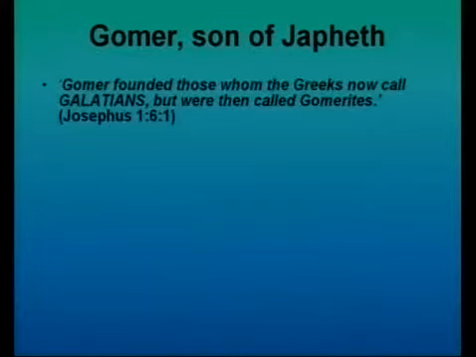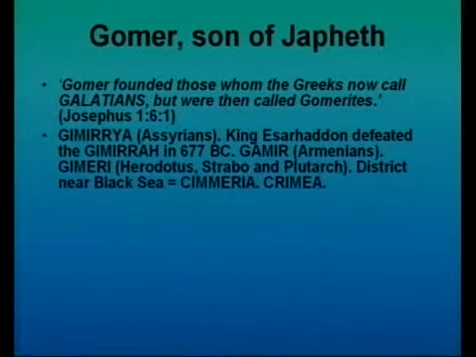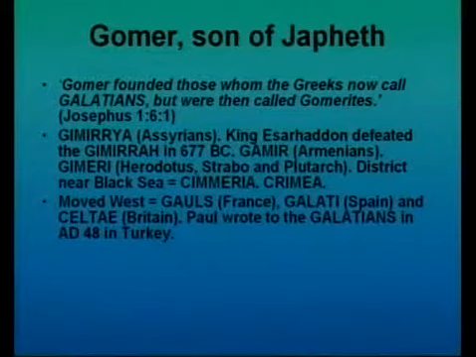Now, we get to Gomer, the son of Japheth, and according to Josephus, he was the founder of the Galatians, which were originally known as the Gomerites. They were known by the Assyrians as the Gemeria, and King Esarhaddon defeated the Gemera in 677 BC. The Armenians referred to them as the Gamir, and Herodotus, Strabo, and Plutarch, all pagan historians, called them the Gemeri. And they settled in the Black Sea area in a place called Chameria, where they're also known as the Cimmerians, which we now call the Crimea. Some of them moved west, where they became the Gauls, into France, or the Galatai in Spain.